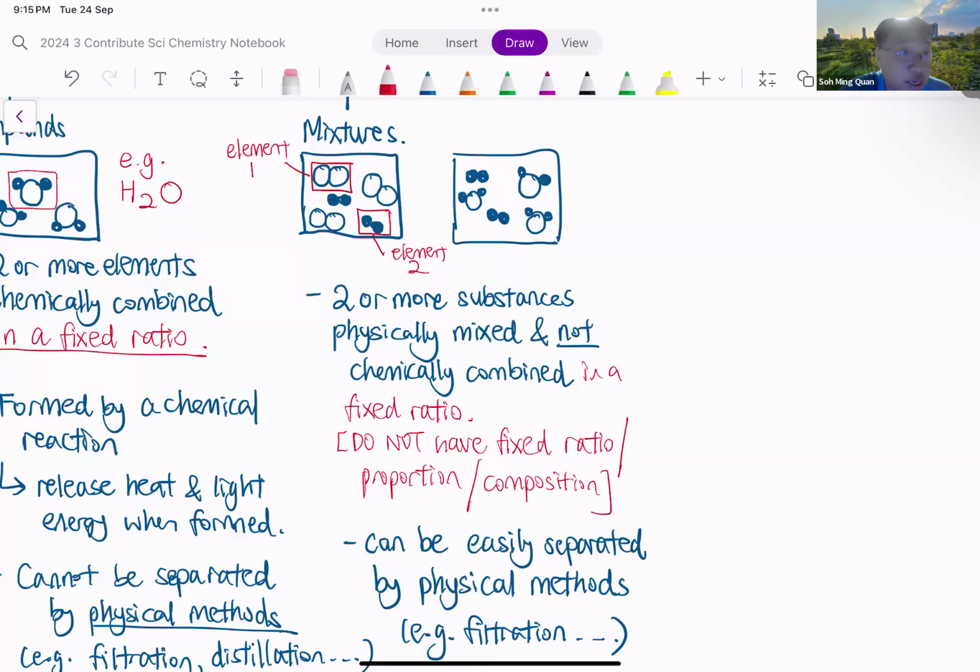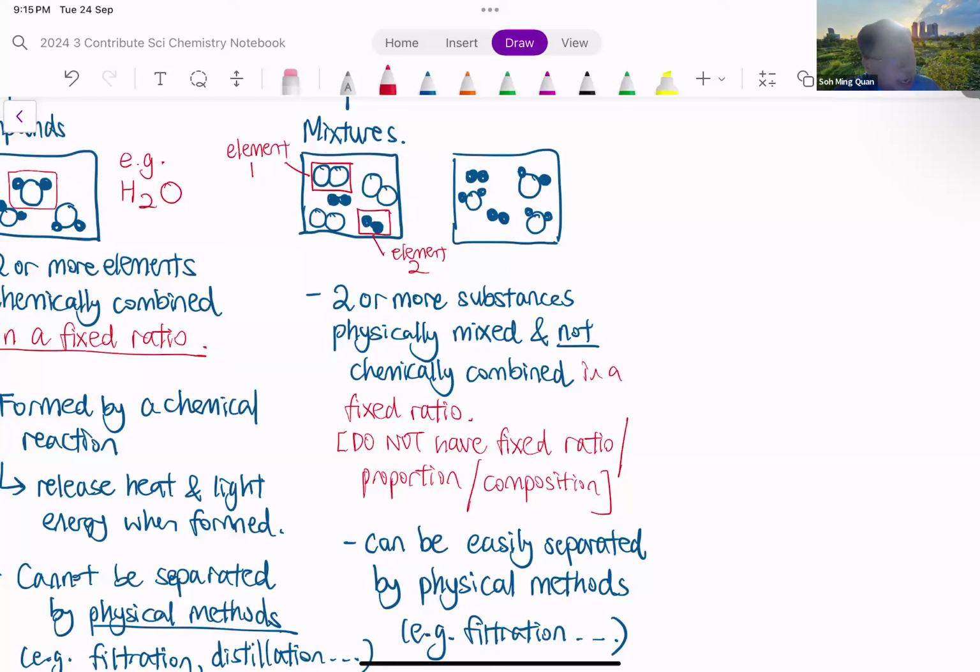So mixtures can be mixtures of two elements or more elements. These elements are just mixed together. They are not chemically combined. You can tell that they're not chemically combined because they're not joined together. The white doesn't join with the dark circle, right? Therefore, it's two separate elements just mixed together.